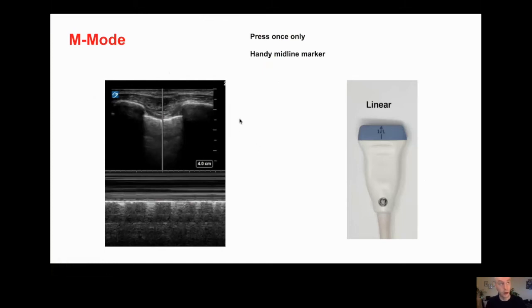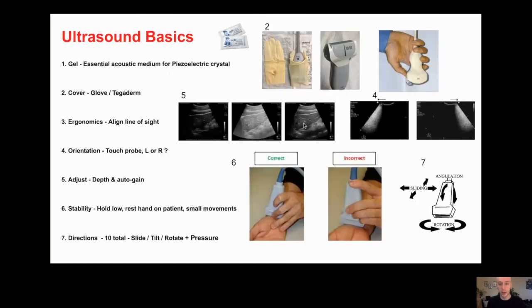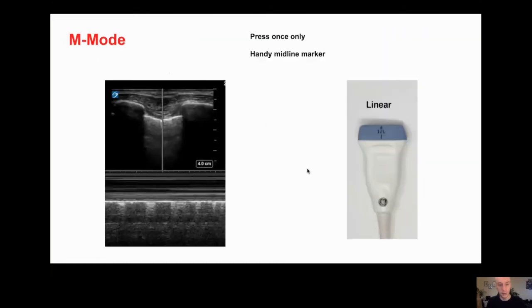Cool. All right, so there are 3 different modes on the ultrasound machine. There's 2D mode, which is what we've just been looking at. There is color Doppler, which we'll talk about in a minute. And then there is something called M mode, and you'll see a big M. I'm not going to talk about M mode that much, but if you press it once, it will give you a line normally in the middle of the screen.